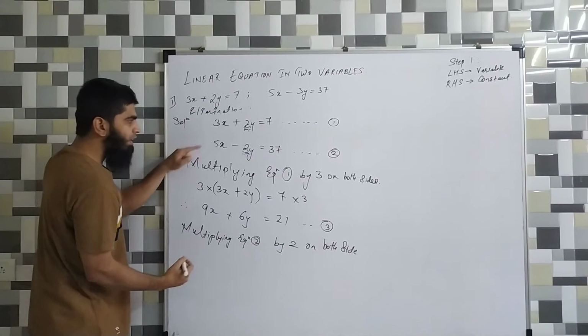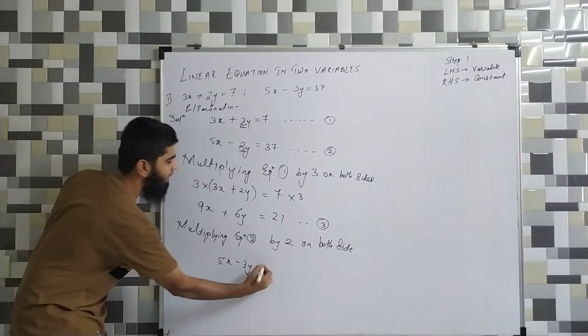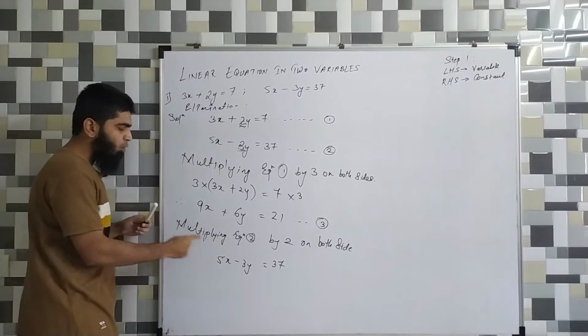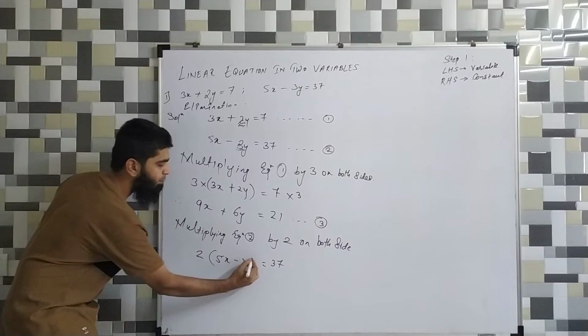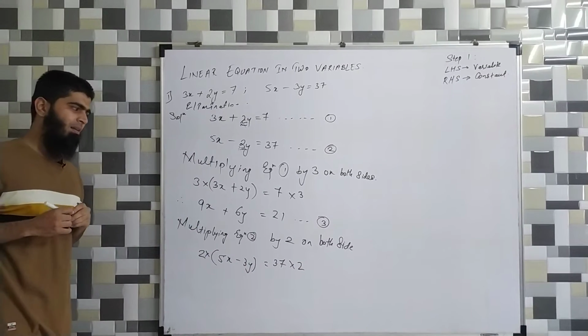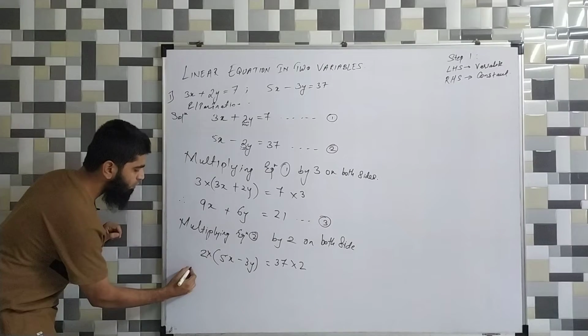Okay, what do we get while doing so? See, this is my second equation, 5x minus 3y is equal to 37. What am I supposed to do? I am supposed to multiply this second equation by 2 on both sides. So I will multiply 2 on both sides. Is this clear? Understood, dear students? Okay, now try to calculate.